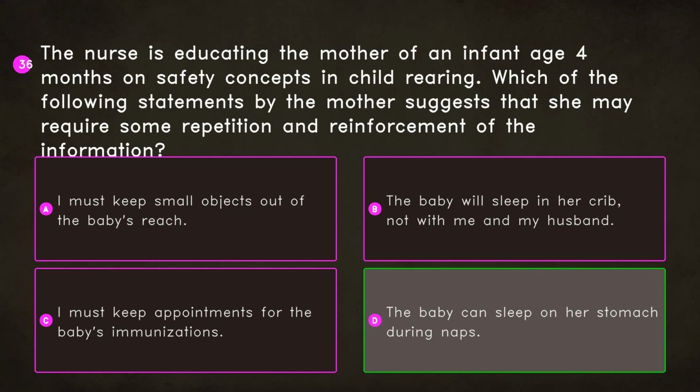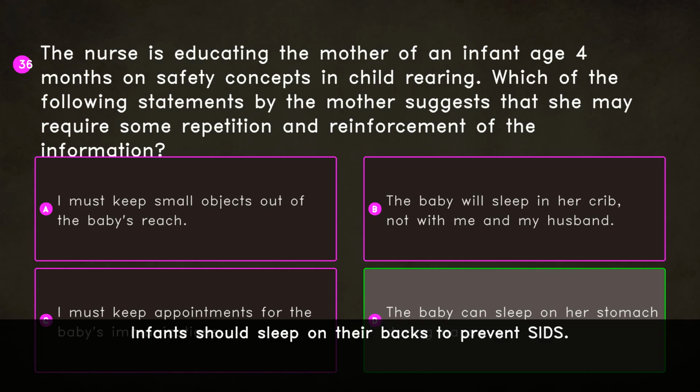The correct answer is the baby can sleep on her stomach during naps. Infants should sleep on their backs to prevent SIDS.